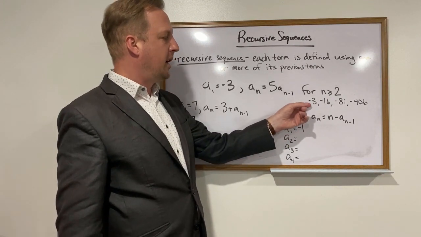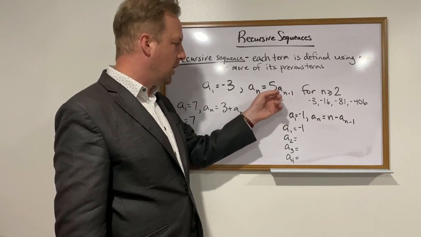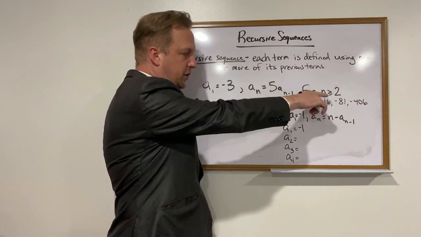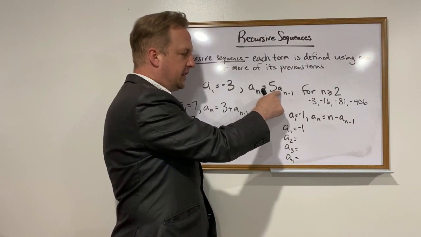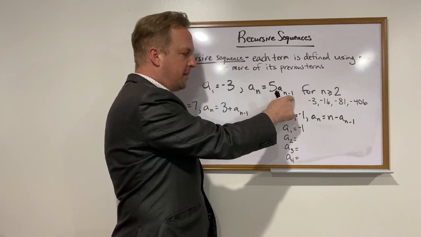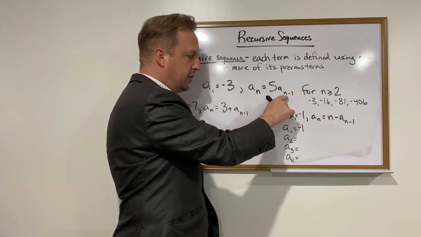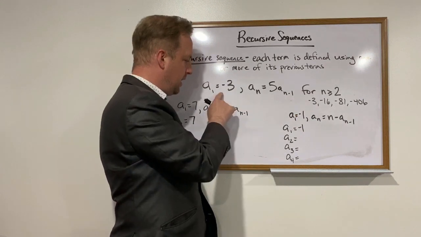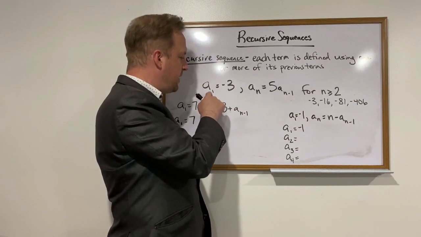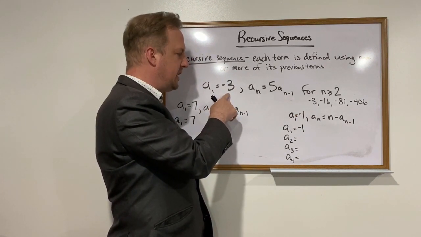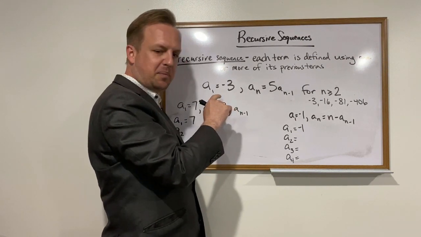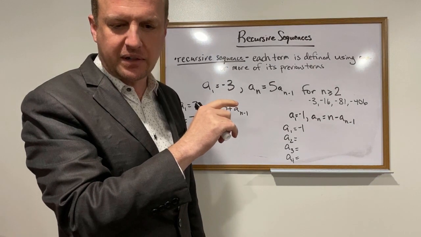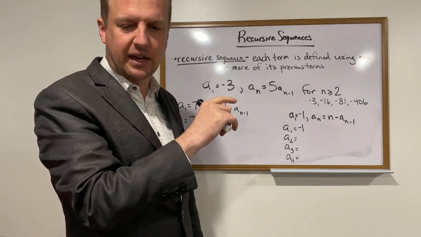So, how do we do the second one? Well, what is a for 2? So a sub 2 is 5 times a sub n minus 1. In this case, n is 2, so 2 minus 1 is 1. And we already have that value. We know that a sub 1 is equal to -3. And I am missing a piece here, very briefly. I must have written something down slightly wrong.